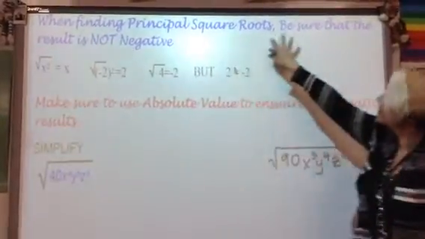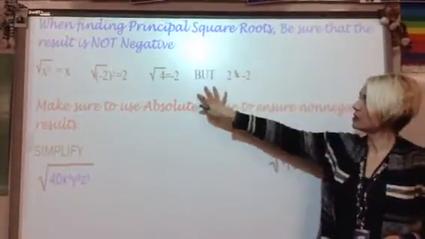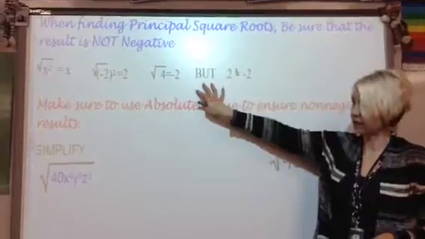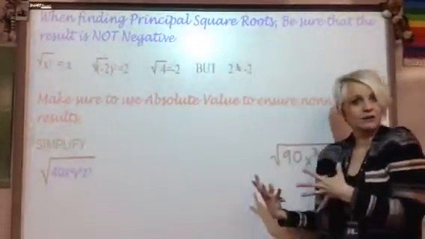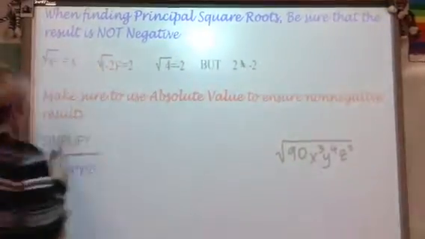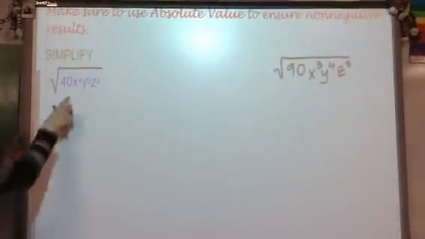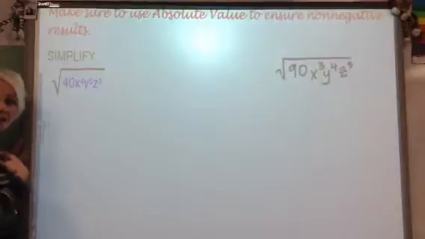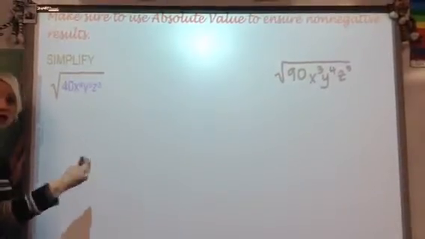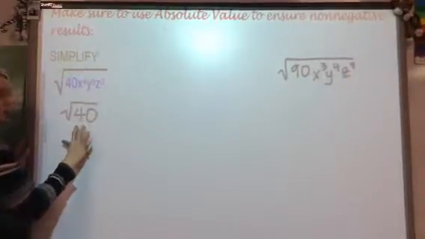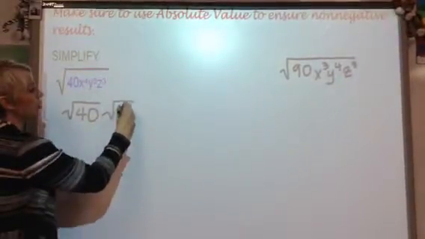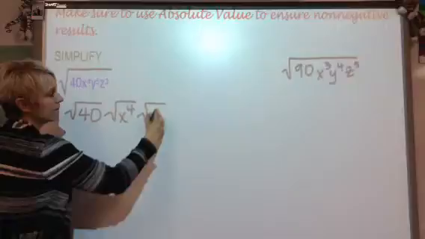Now when finding a principal square root, you have to be sure that your result is not negative. So when we simplify anything in the radical, we have to make sure it's positive. When you see a number here with a lot of variables, what I recommend doing is breaking it apart. What I mean by that is separating it into your number, and then go variable by variable.